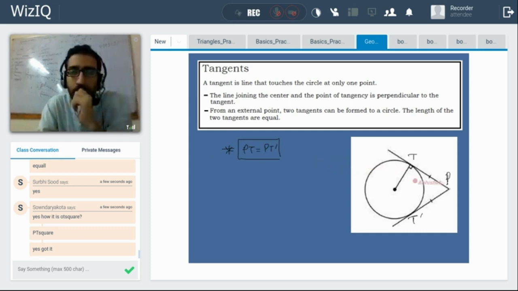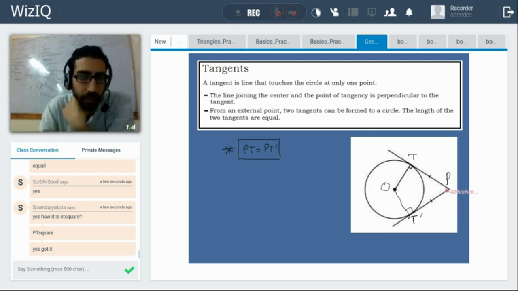And of course, one of the basic properties is that on any tangent, if you draw the line joining the center and the point of contact, then this radial, OT, will be perpendicular to PT. Or in fact, if I were to join O and T dash, the other point of contact of the tangent from P, then OT dash will also be perpendicular to PT dash. Is this good?